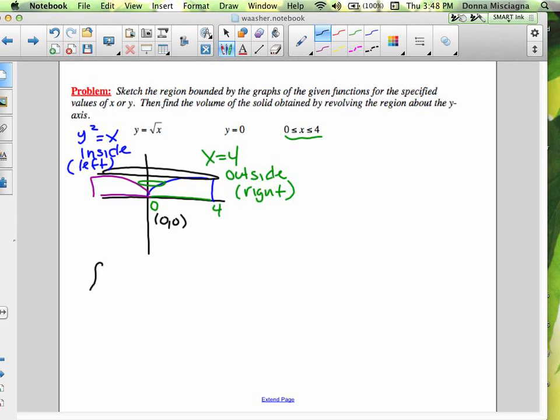4 is the x. I want the y, not the x. If I plug in 4 for the x over here, y squared equals 4. I take the square root of both sides, and I only want the one in the first quadrant. So y equals 2 is my boundary. So this one is 2. All right, so we're going to integrate from 0 to 2 because it's the y, not the x. So integration limits need to be y values.